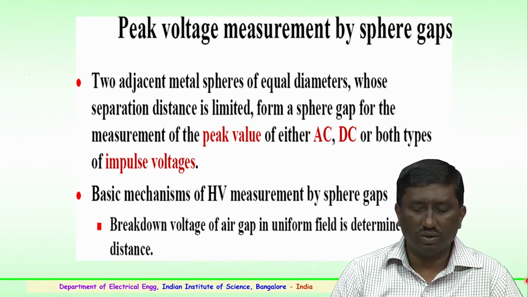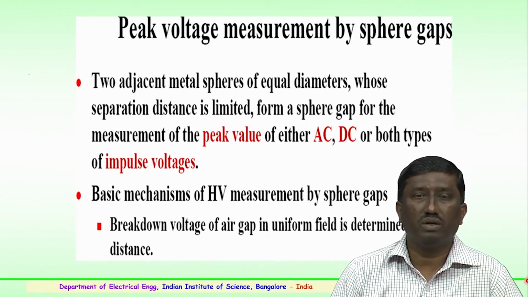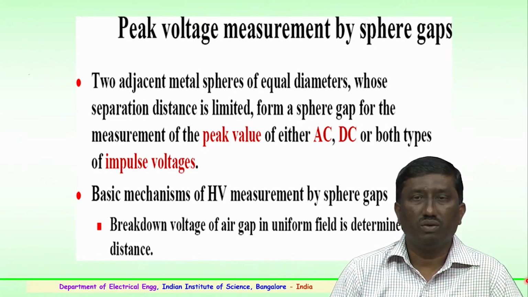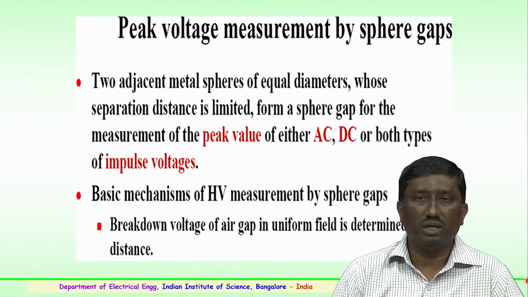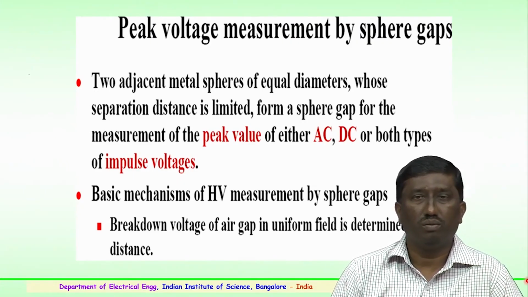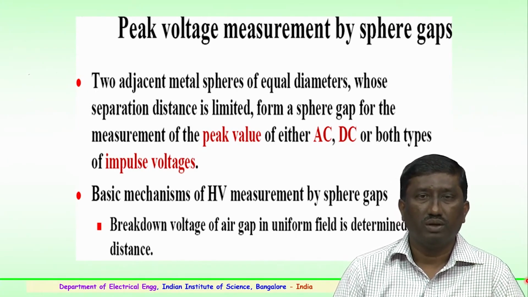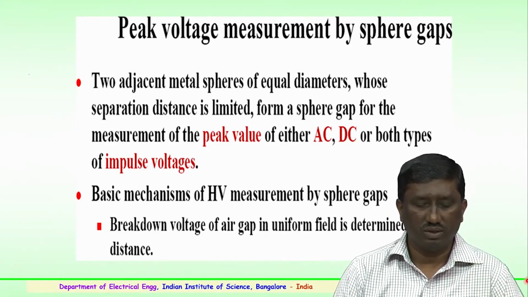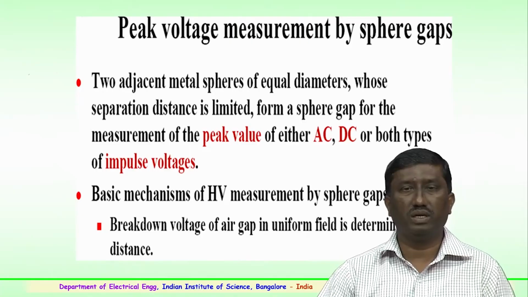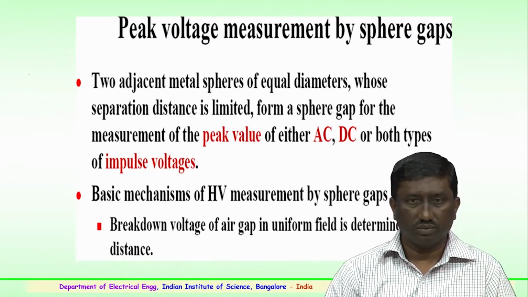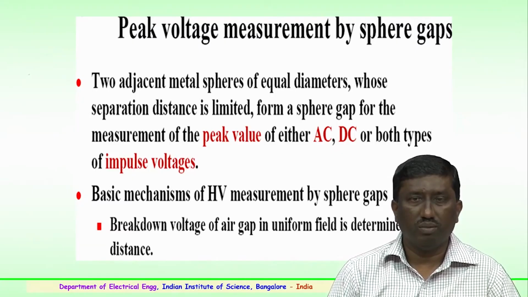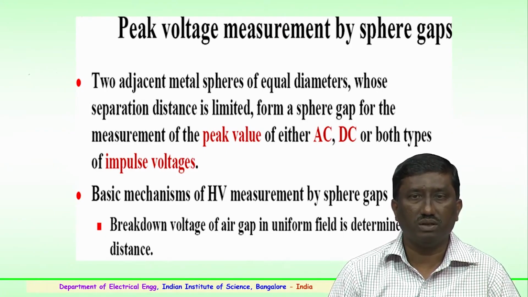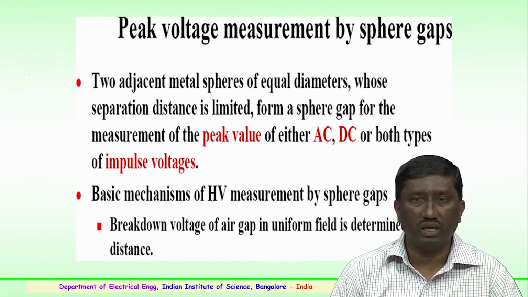For measurement of the peak value, you can measure AC, DC or both types of impulse voltages using the sphere gap assembly. The basic mechanism of high voltage measurement by sphere gaps is to apply the voltage and find the breakdown voltage of the distance maintained between the spheres, that is, the air gap.